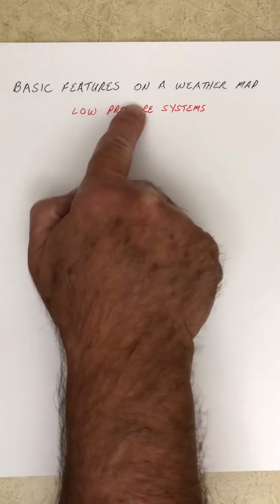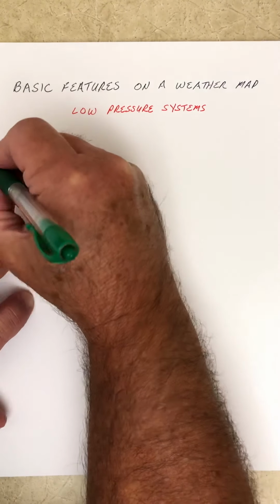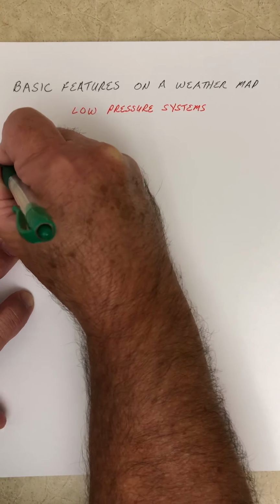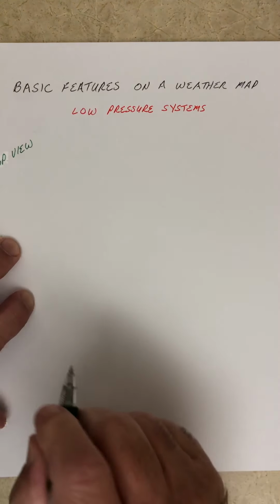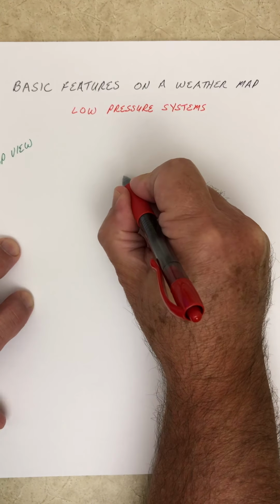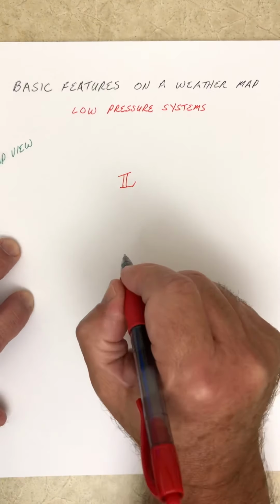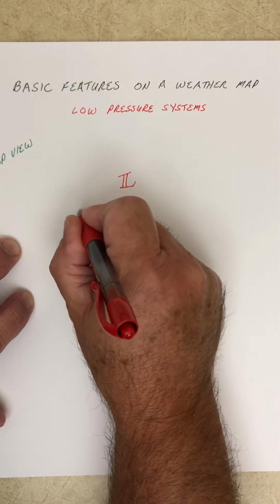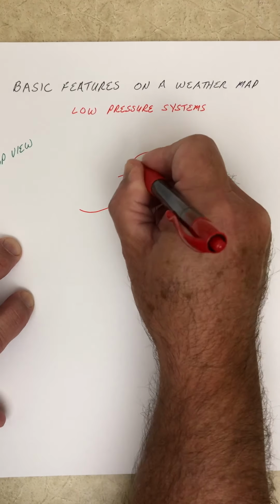We're looking at basic features on a weather map, and we're going to take a look first at low pressure systems. If we look at this from a top view, like looking down at a two-dimensional weather map, what you would see is a big red L indicating that this is where our center of low pressure is. The circulation around a low pressure is going to be counterclockwise and inward.